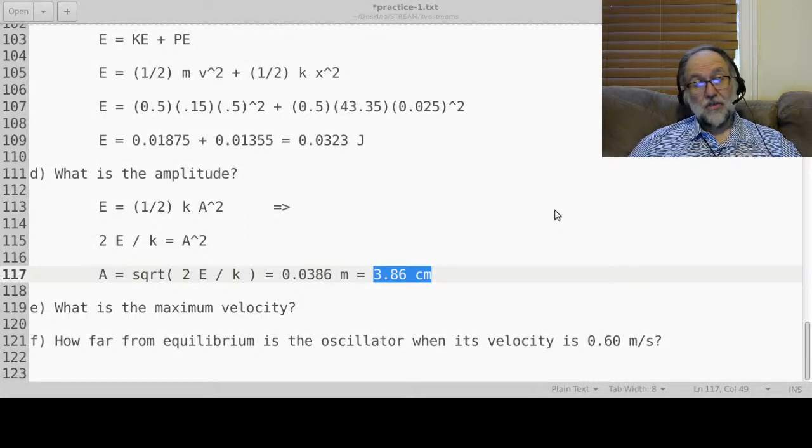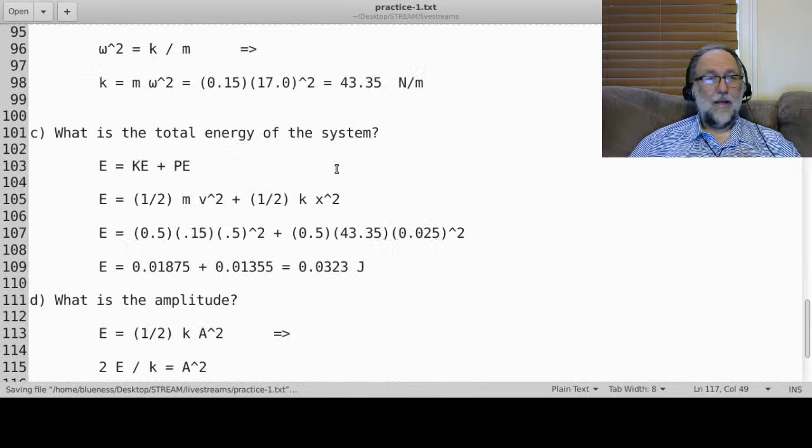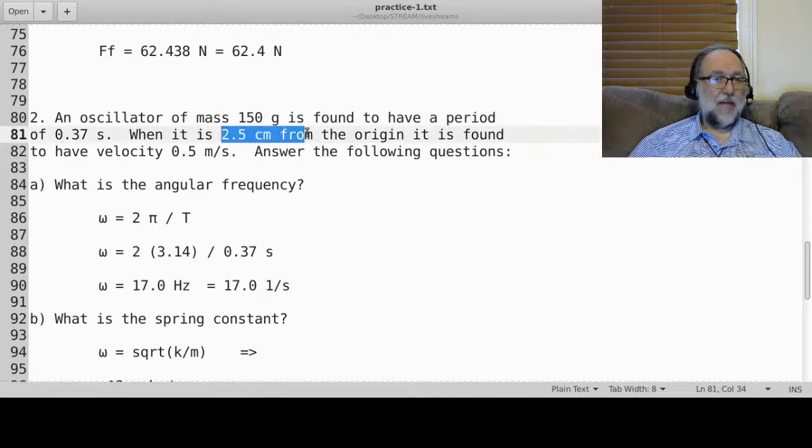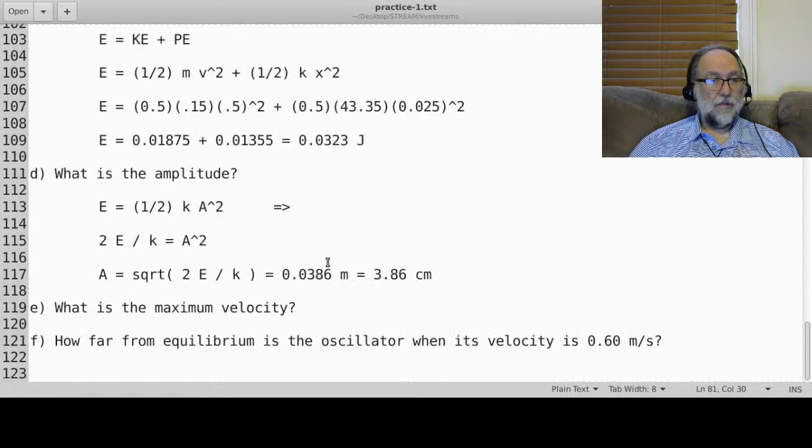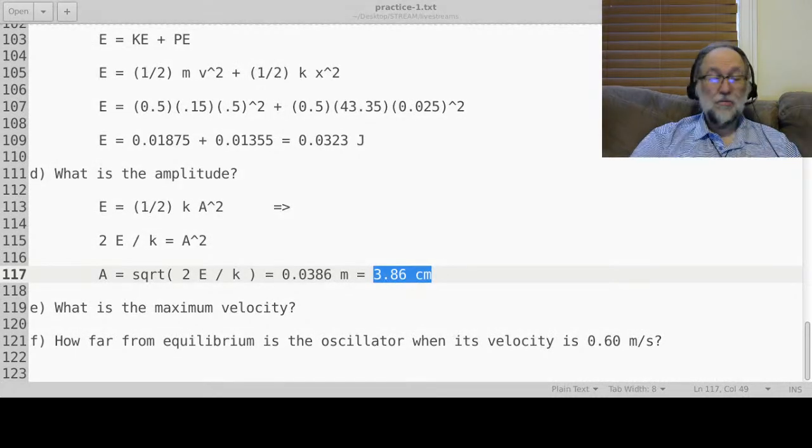Now you ask yourself, does that make sense? Well, it has to be bigger than 2.5. And you say, well, why? Take a look up here. At 2.5 centimeters, this thing is still moving. So it can still go further than 2.5 centimeters. So you know that it's at least going to get to 2.5 centimeters. If this number had turned out to be less than 2.5 centimeters, then you know you made a mistake. So you don't know where it's going to go to, but you know that it has to be bigger than 2.5. So that's at least a check. It's not a perfect check, but it's a little bit of a check.